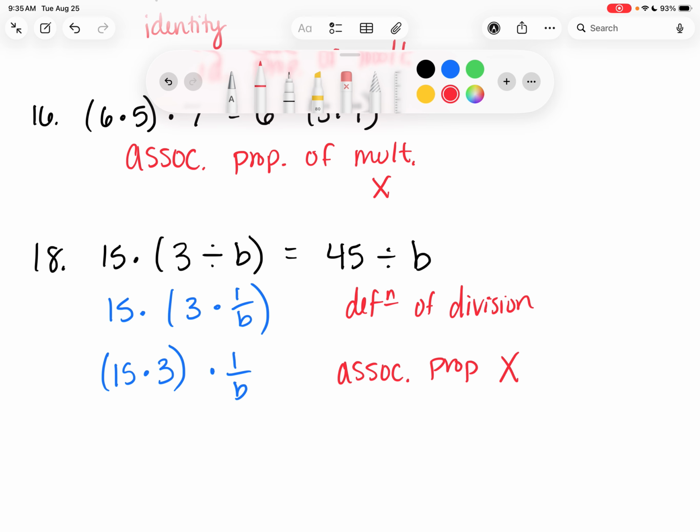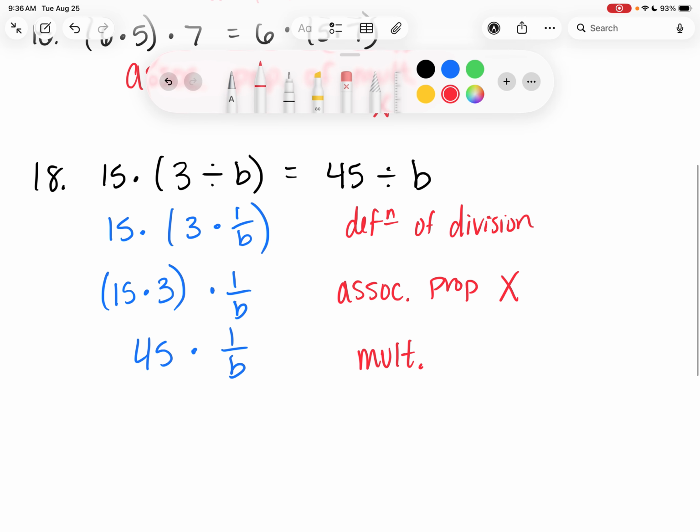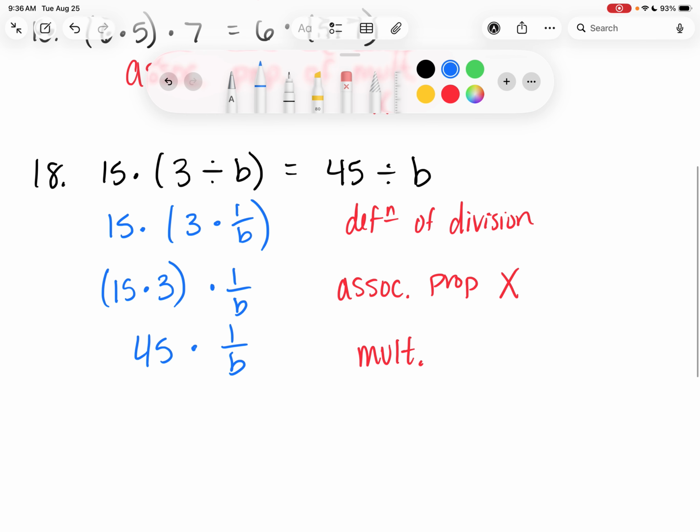Now I can go ahead and multiply what's in this parentheses. So I've got 45 times 1 over b. And this is just multiplication happening here. I ultimately want it as 45 divided by b, so now I'm going to switch this back to 45 divided by b, and that's going to again be the definition of division.